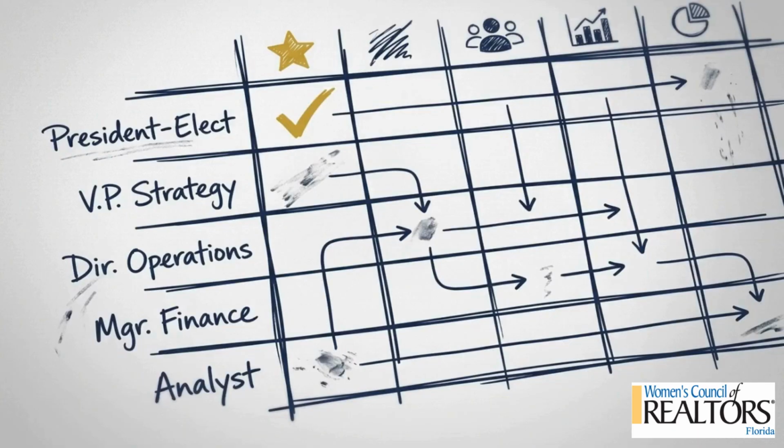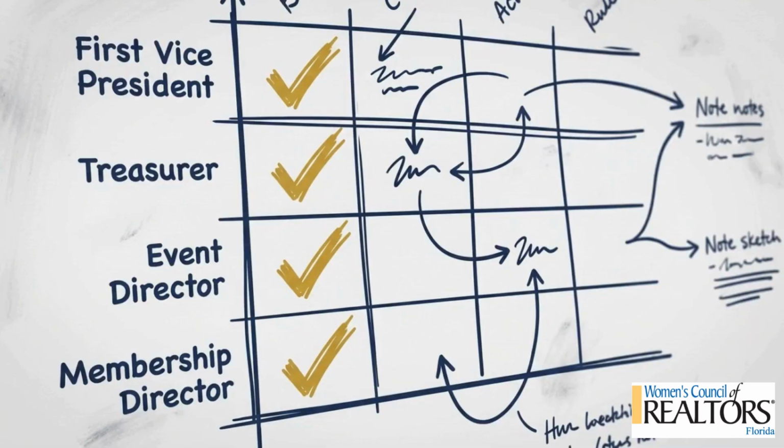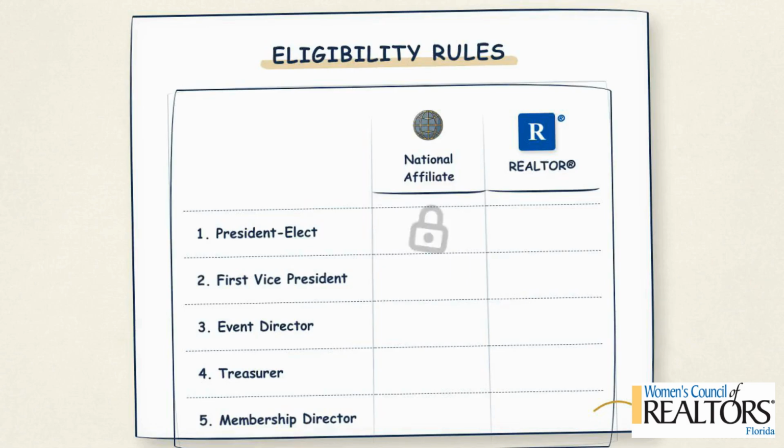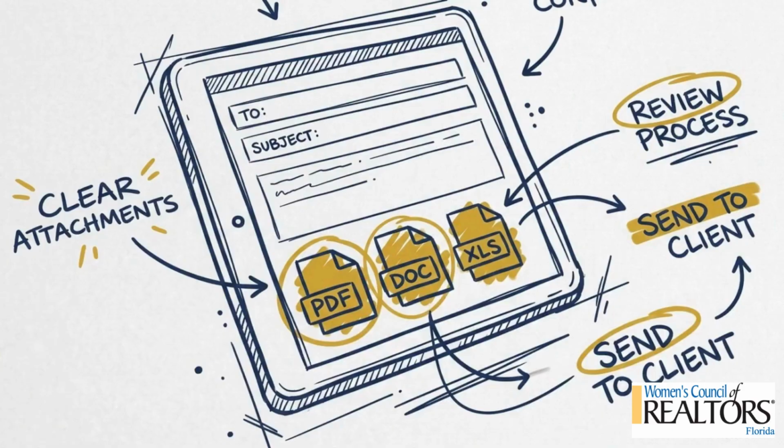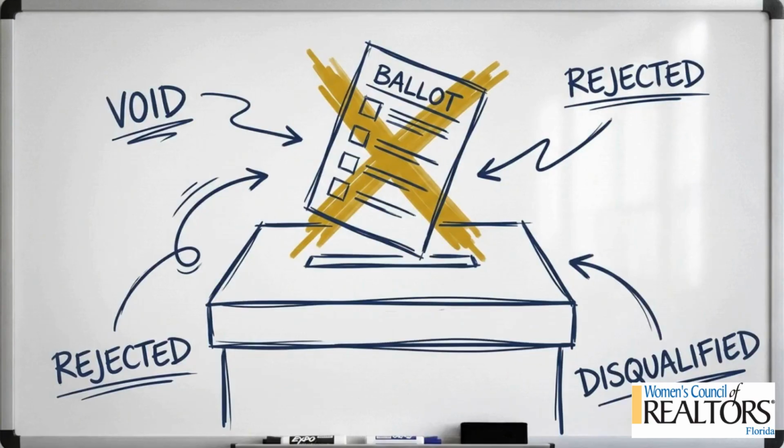This chart breaks down the 5 open governing board roles you are filling. You have the president-elect preparing for future leadership, the first vice president managing records, the treasurer handling finances, the event director overseeing programs, and the membership director driving recruitment. Note the specific eligibility roles. National affiliate members are only permitted to run for treasurer and membership director, whereas Realtor members are eligible for all positions. Communicating these exact job descriptions and eligibility boundaries early prevents confusion and stops mid-election disqualifications before they happen.